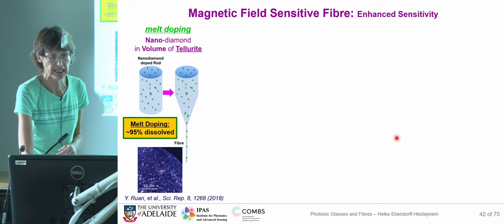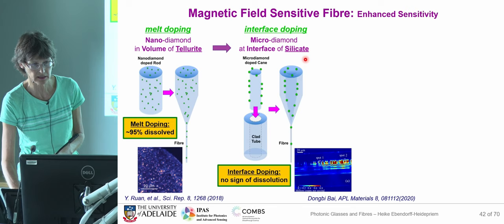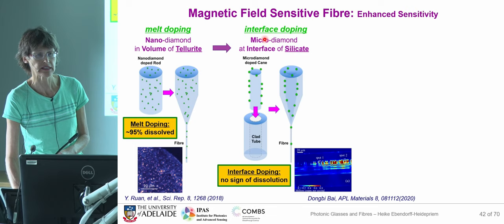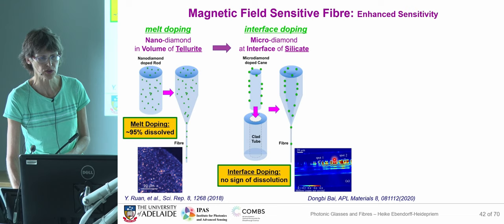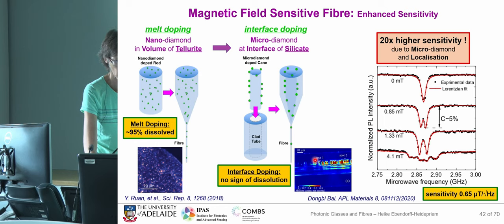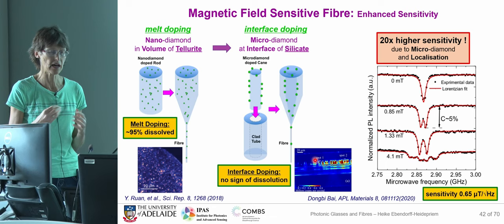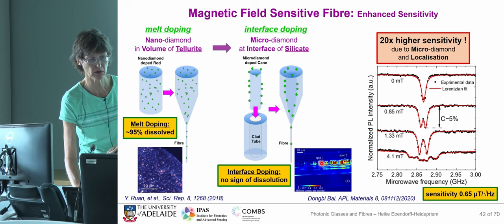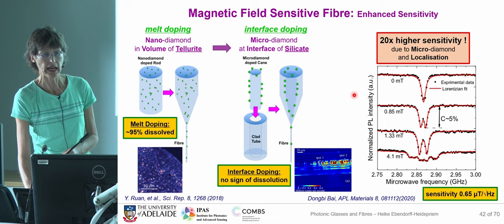So what we then did, we moved from telluride to silicate glasses, from nano diamond to 1 micrometer size diamond. And we made a thin rod of lead silicate glass, dip coated it with the diamond particles, placed this into a glass tube, and this assembly was then drawn down to fiber, so that we have the diamond particles localized at the surface of the core along the length of the fiber. And really, we think both the micro diamond size, that means a larger amount of NV centers in the excitation volume, plus this localization allowed us to achieve a higher sensitivity using a more robust lead silicate glass.